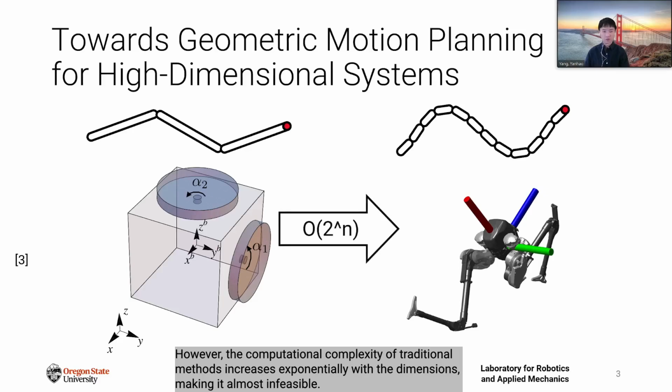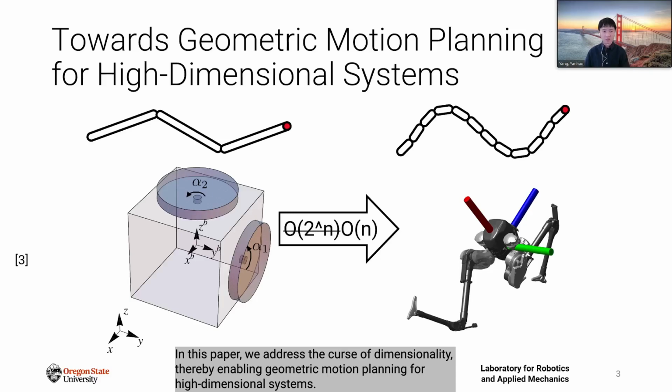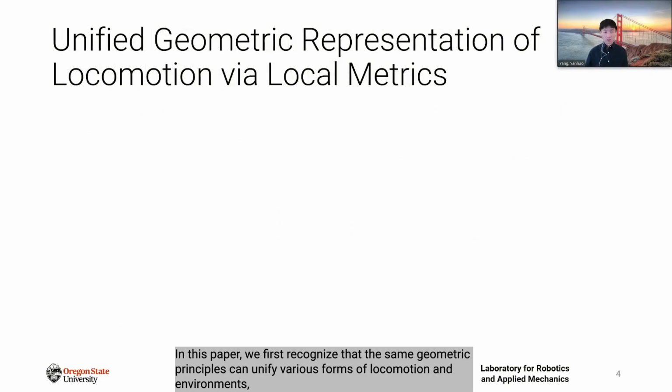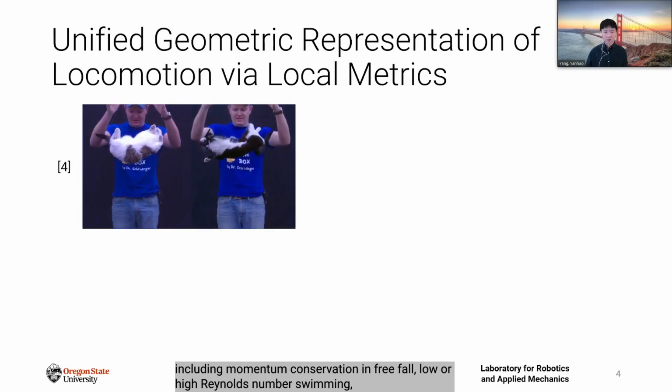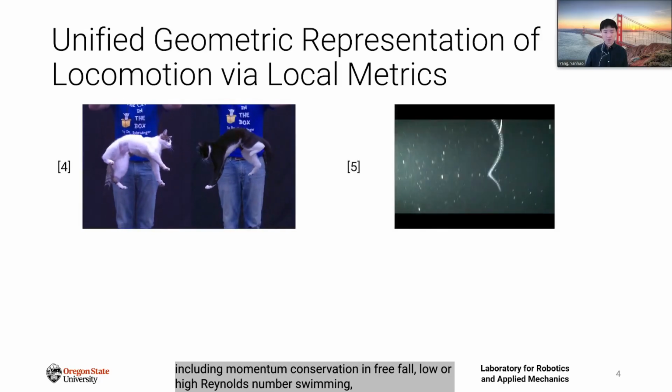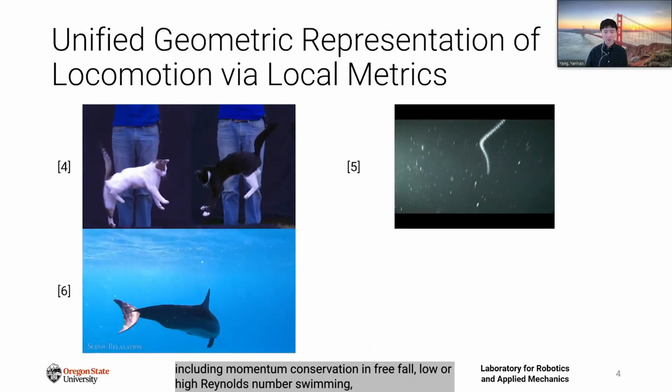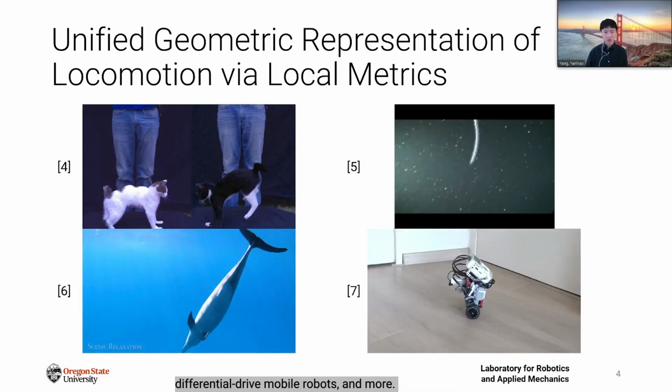However, the computational cost of traditional methods increases exponentially with the dimensions, making it almost infeasible. In this paper, we address the curse of dimensionality, thereby enabling geometric motion planning for high-dimensional systems. We first recognize that the same geometric principles can unify various forms of locomotion environments, including momentum conservation in freefall, low or high Reynolds number swimming, differential drive mobile robots, and more.